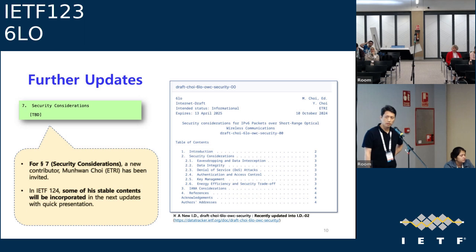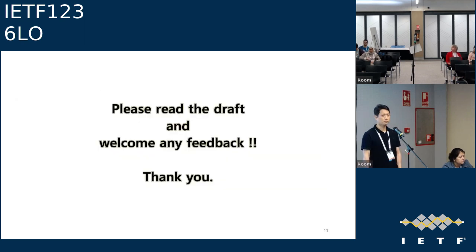For further updates, section 7, security considerations, still remains TBD. But another individual draft from my co-worker Munan Choi Matri, version 2, is about the security considerations for IPv6 over OWC. So almost all the content is prepared, and I believe for the next meeting, IETF 124, some of his content will be incorporated in the next update, with a quick presentation. That's all. Any feedback and comments, please?